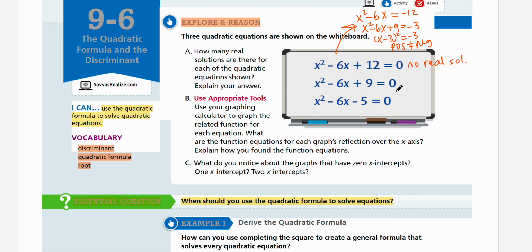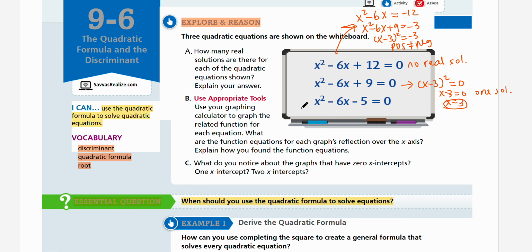So for number 2, it's already a perfect square trinomial, so you can factor it out and then have 0, right? So x minus 3 squared is equal to 0, and if x is 3, then that's the only solution. So in this case, we only have one solution, right? Yeah, so x is 3, one solution.